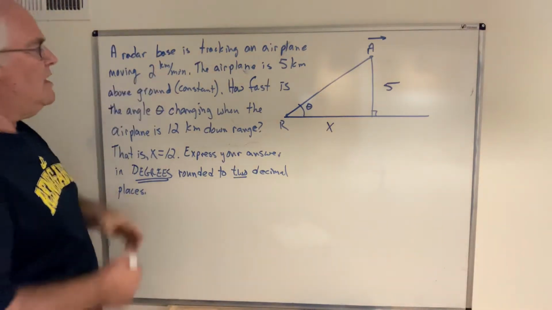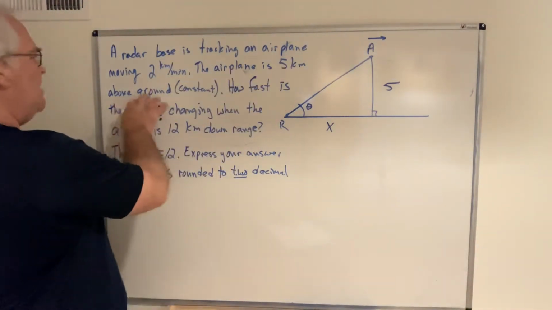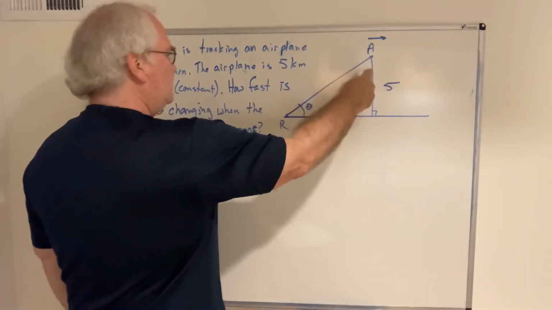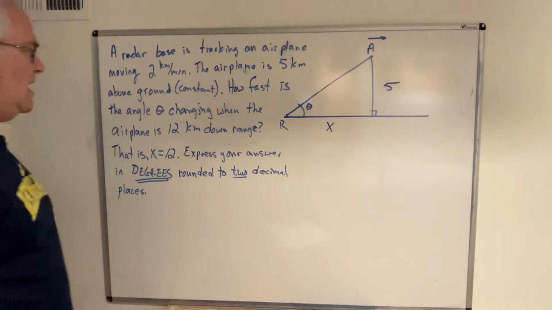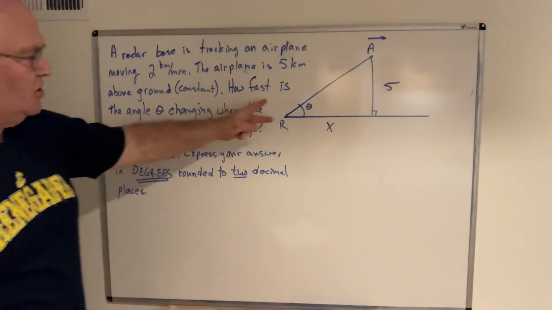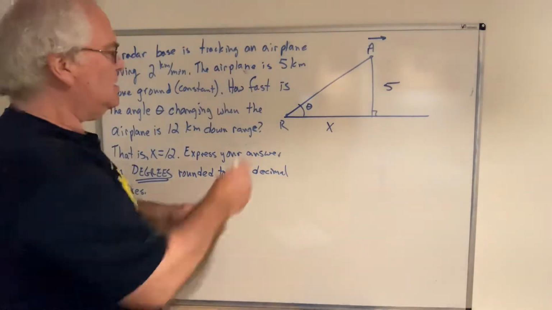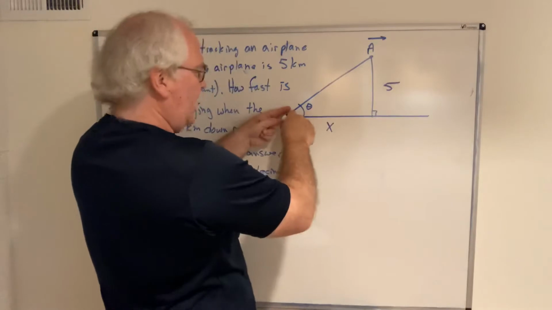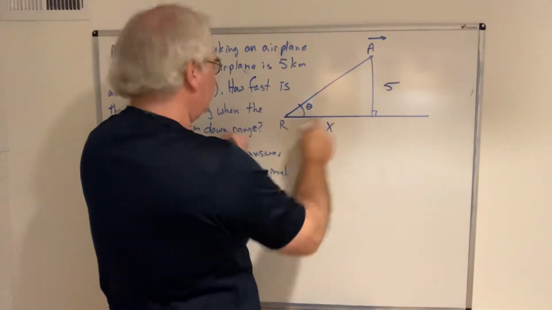or kilometers per minute. The airplane is 5 kilometers above ground, and we're given that to be constant. So we're given this elevation here is 5 kilometers. That's given to be constant. The question says, how fast is the angle theta changing? So what's happening is this radar installation is following the airplane as it moves further and further away. This angle is getting smaller and smaller and smaller.